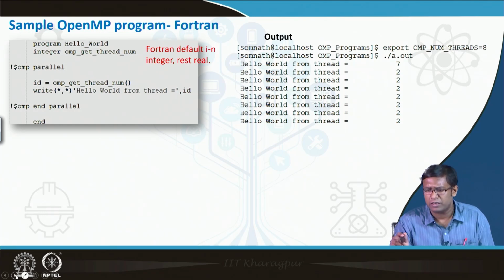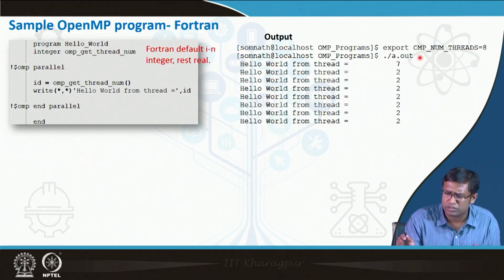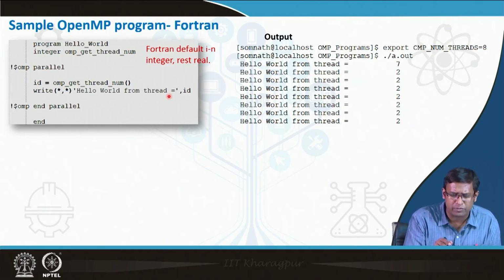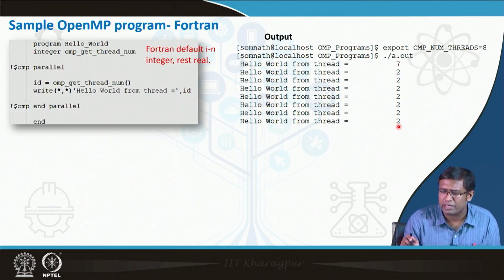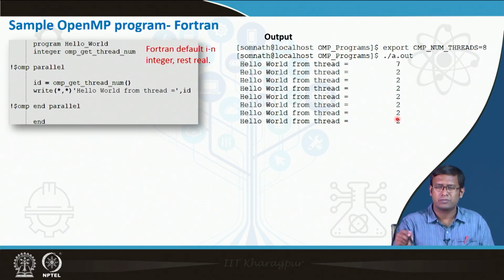So if we run it, we set export num threads equal to 8, and it should run on 8 threads. Therefore we will get hello world from thread, and this is the thread id obtained by OMP get thread num, which gives the number of the specific thread. So this will be 0 to 7. However, we see 7 and the rest all are 2. In C it was coming 0 to 7, but here in Fortran it didn't. So there must be something wrong in the program.